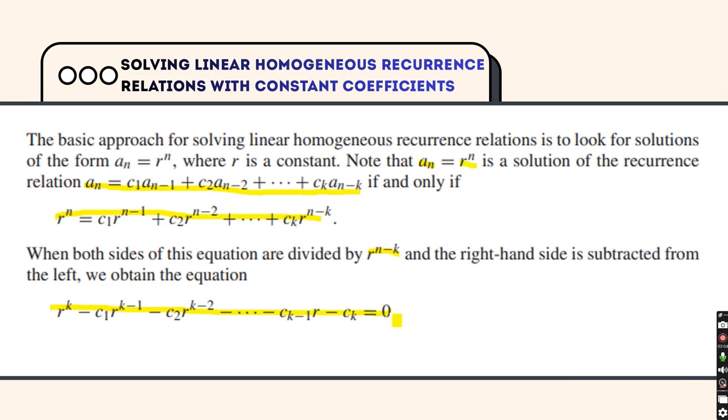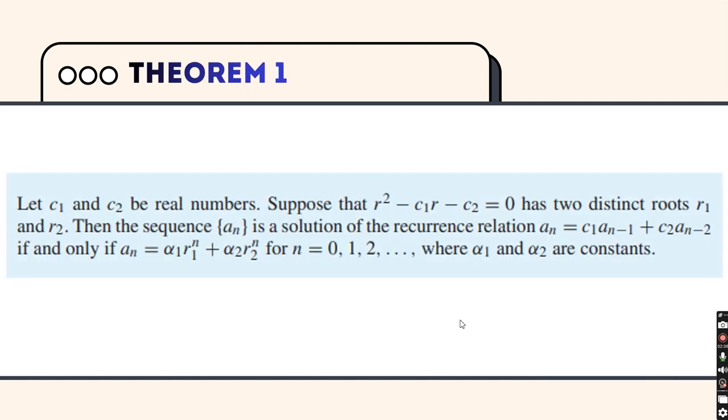This new equation is then called the characteristic equation. It is just a polynomial equation, and the solutions r are called the characteristic roots. So we found that the sequence a_n equals r^n is a solution of the recurrence if and only if r is a root of this characteristic equation. So we have here Theorem 1.